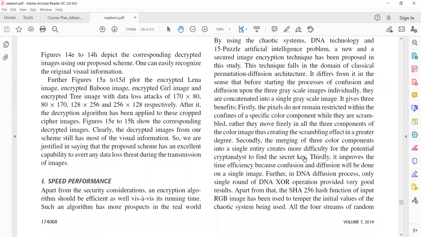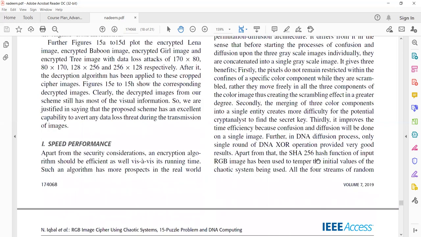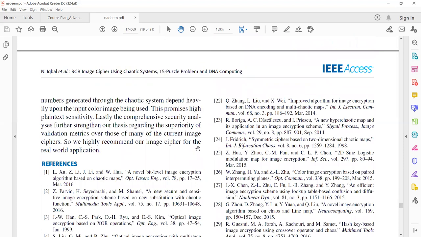This is the conclusion. In conclusion, we can say that we have given a novel image encryption cipher using the instruments of chaotic systems, 15 puzzle artificial intelligence problem, and DNA technology. We made a comprehensive security analysis, and in majority of the cases, the results of the proposed algorithm are competitive. Under these circumstances, we are justified in saying that the proposed algorithm is immune to the attacks of the hackers and adversaries. So, apart from that, this has the ample chances of getting used in industry and the real world application.